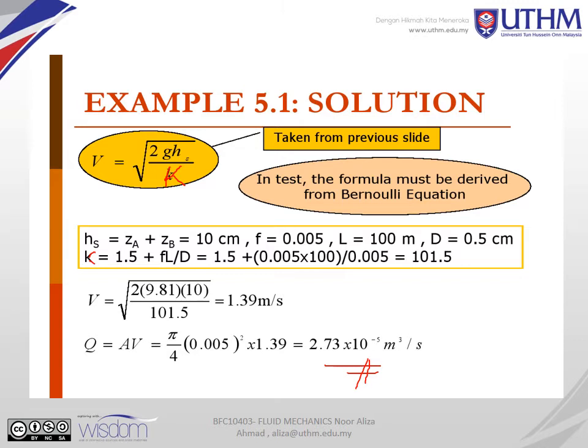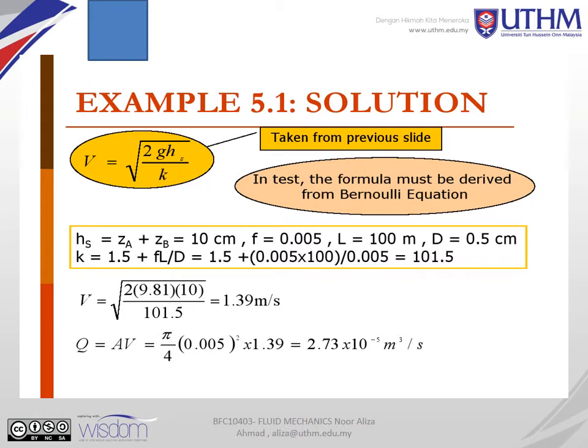So we get the velocity. After we get the velocity, we put the velocity into Q, so we get the value of discharge. So these are the calculations to get discharge. In chapter 5, we use what we learned in chapter 3 and chapter 4. We use the equations from those chapters in this chapter 5 for analysis in pipes.